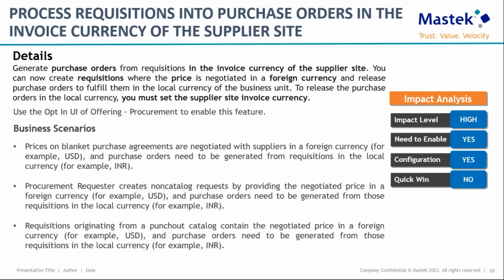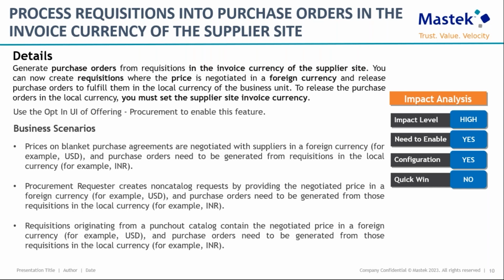The next update is processing the requisition and converting it into the purchase order in the invoice currency at the supplier site level. Up till now, if a requisition is in USD, when you process this requisition, the purchase order was getting generated in the same currency. But with this feature, you can have a purchase order which is in a different currency, which we have configured at the supplier site level.